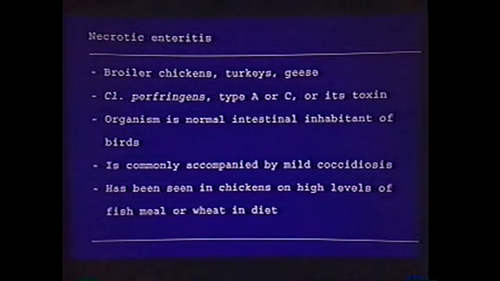Necrotic enteritis is often accompanied or predisposed by infection with coccidia. So coccidiosis is a common finding with necrotic enteritis. Necrotic enteritis has also occurred in broiler chickens that have been fed high levels of fish meal or wheat in the diet.